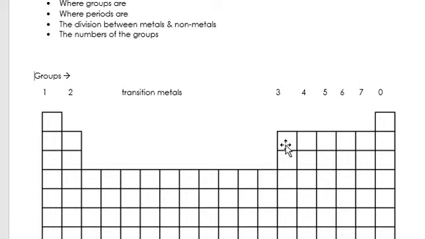Then moving across, we have Group 3, Group 4, Group 5, Group 6, Group 7, and finally Group 0. Group 0 are the noble gases. They were left off of Mendeleev's original periodic table because he didn't know they existed at the time.